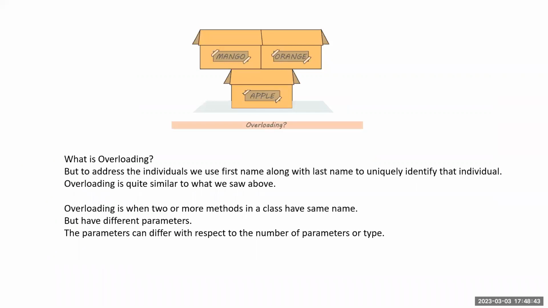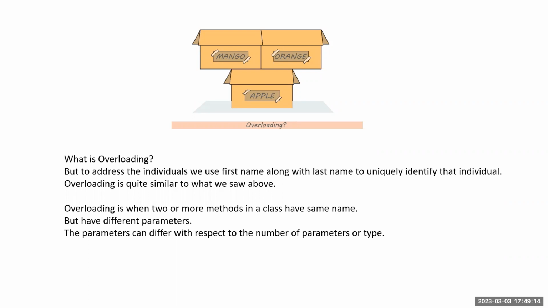Okay, you see there on the top of the image, it shows we are just adding more boxes and boxes and boxes. Okay, so what is overloading? Overloading is when two or more methods in a class have the same name.